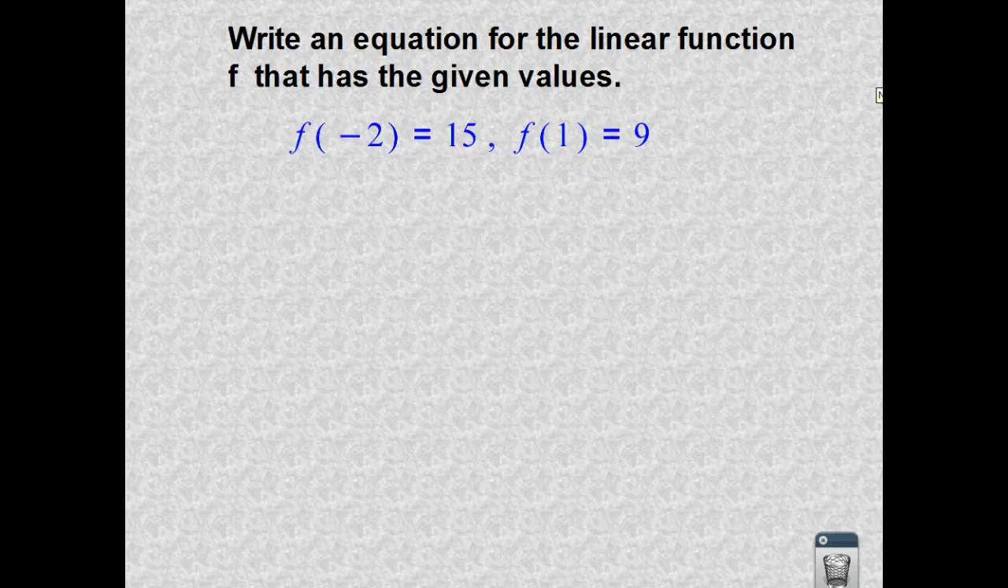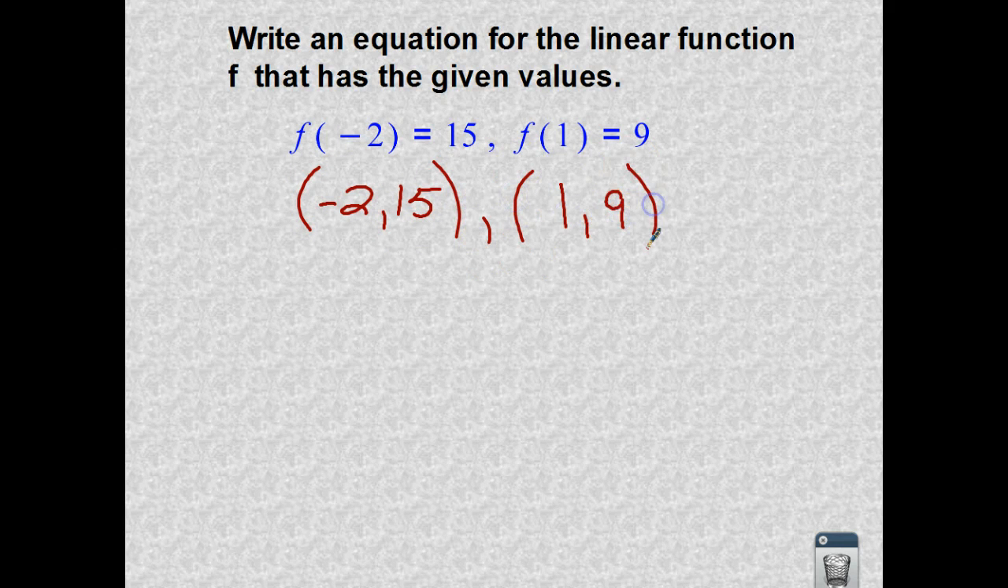All right, now we have a little different look to it. We're talking about these function values again, the linear function. And we know that this is in the f of x form, and f of x is really taking the place of the y. So we have our two values in ordered pair form. The x coordinate is -2, and we have 15 as the y. And then we have 1, 9. And we're going to use the same process from the last screen. So why don't you pause the video and try to figure out the equation of this line.